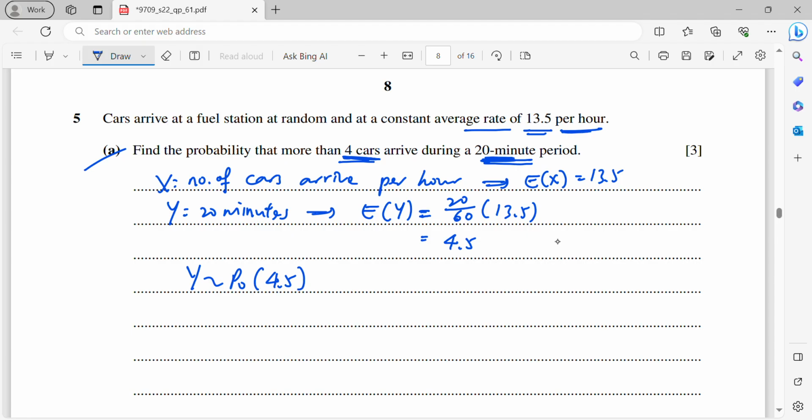Okay, so more than 4 cars means P(Y greater than 4). For Poisson, we don't have a last Y value because it starts from 0 until infinity. So greater than 4 means 5 until infinity. So I will use the complement rule, which is 1 minus all up to 4, so Y equals 0 until Y equals 4.